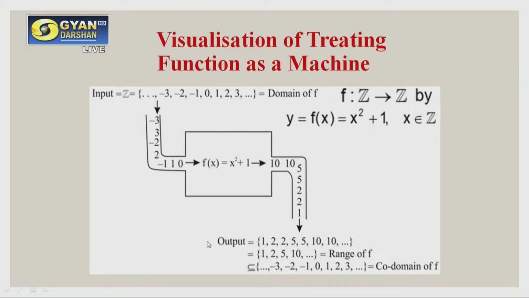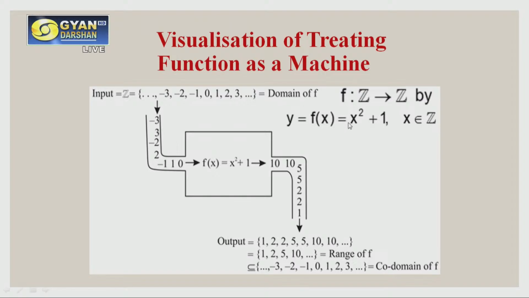Now let us visualize a function as behaving like a machine. Suppose we have a function from the set of integers Z to Z. Here Z denotes the set of all integers: 0, 1, 2, 3 and so on, and -1, -2, -3 and so on. This is known as the set of integers. The inputs come from the set of integers, and the outputs are also in the set of integers. This is the domain.